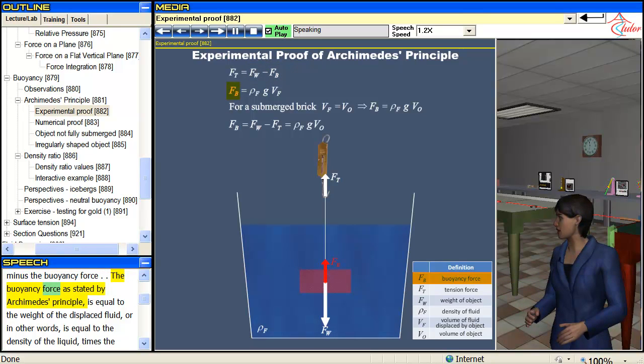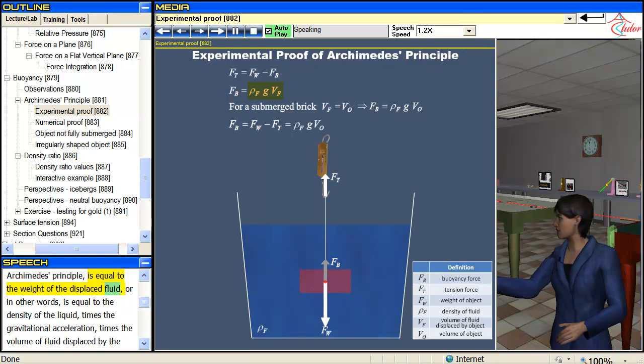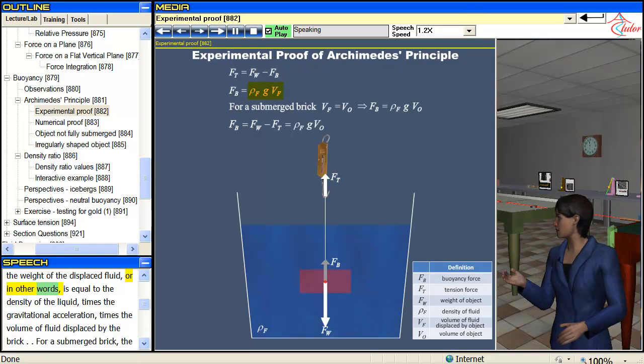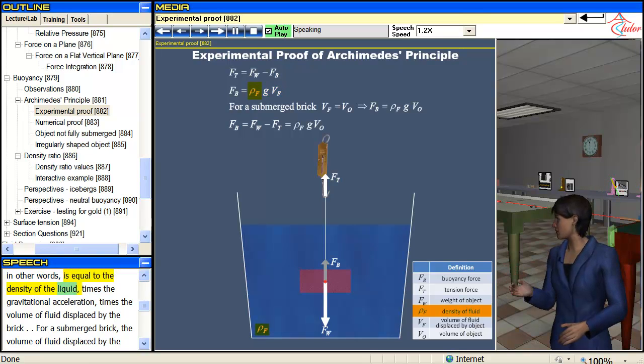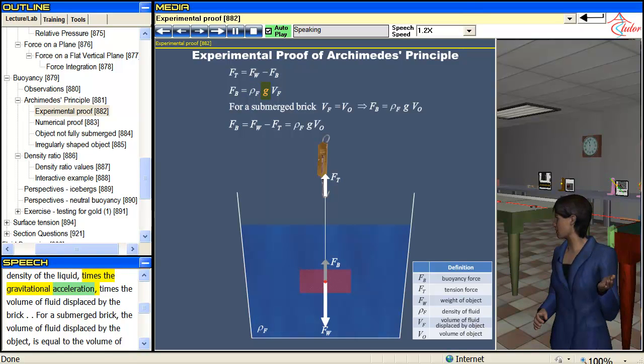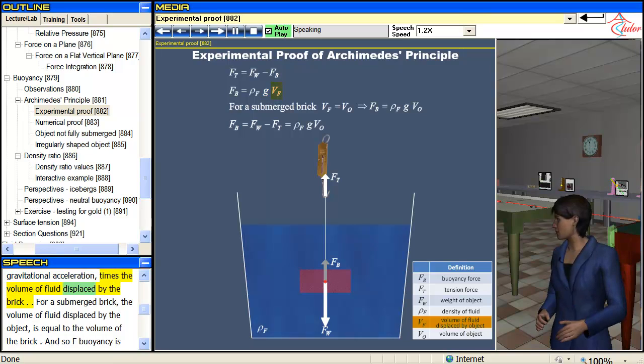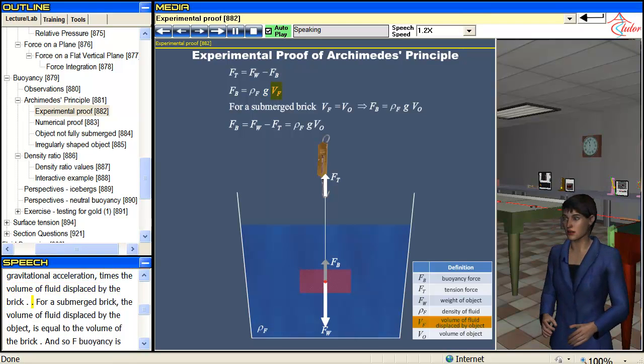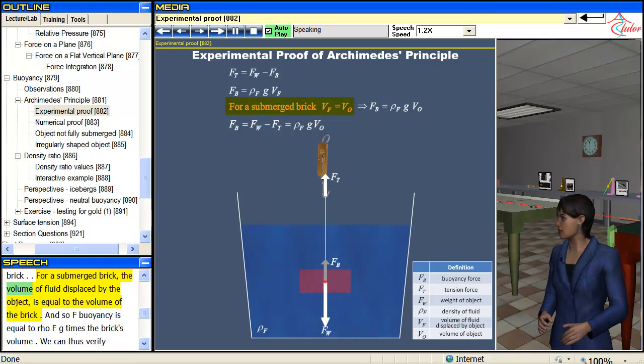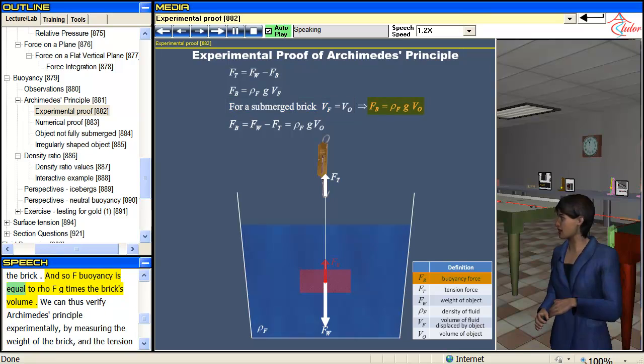The buoyancy force as stated by Archimedes' principle, is equal to the weight of the displaced fluid, or in other words, is equal to the density of the liquid, times the gravitational acceleration, times the volume of fluid displaced by the brick. For a submerged brick, the volume of fluid displaced by the object is equal to the volume of the brick. And so F buoyancy is equal to rho g times the brick's volume.